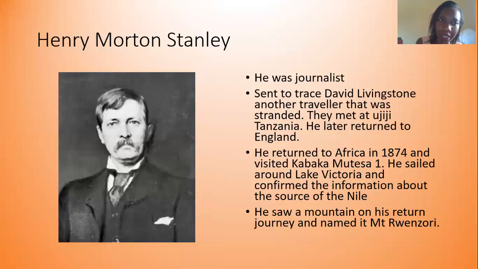We have another explorer here. He's called Henry Morton Stanley. He was a journalist, and he was sent first to trace David Livingstone, another traveler that was stranded. They met at Ujiji, and later on he returned to England. But he came back to Africa in 1874, visited Kabaka Mutesa I, sailed around Lake Victoria, and confirmed the information about the source of the Nile. They did not rely on John Speke's information alone. They sent other people like him to confirm it. On his return journey he saw a mountain and named it Mount Rwenzori. So if they ask you who named Mount Rwenzori, here is the gentleman.